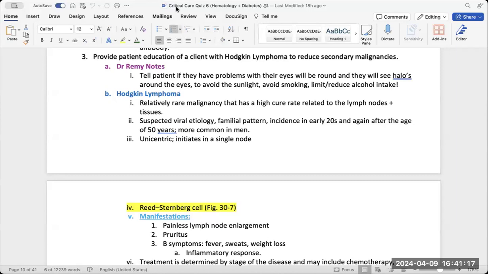So, we could think Hodgkin's lymphoma can affect their eyes, and as a result of that, if they're having halos, they need to avoid sunlight, like we said, smoking and alcohol. Is there anything else anybody wants to add to this question?